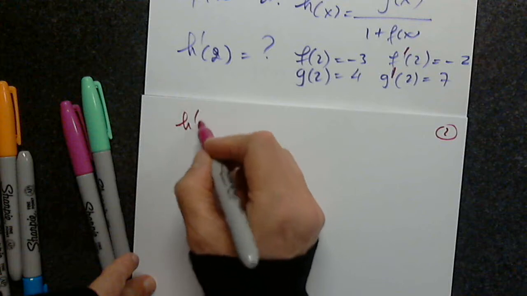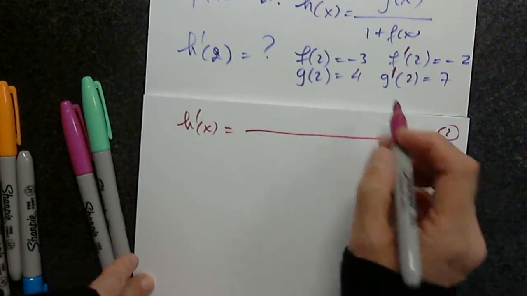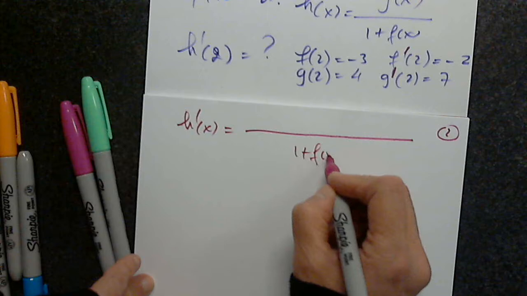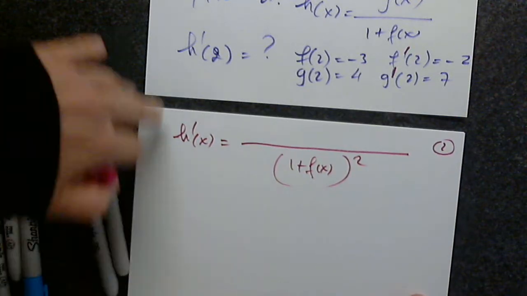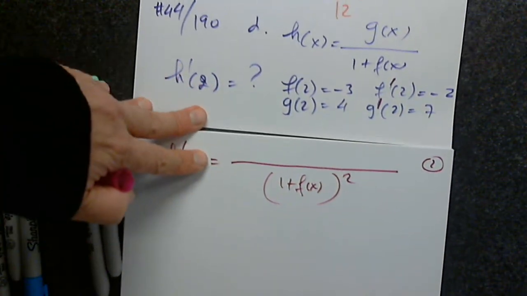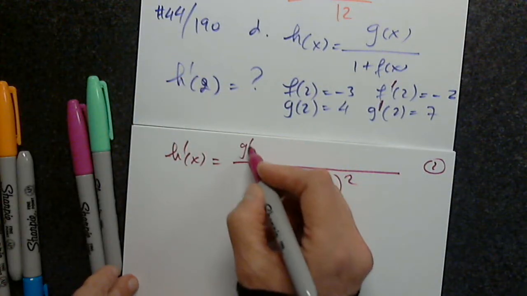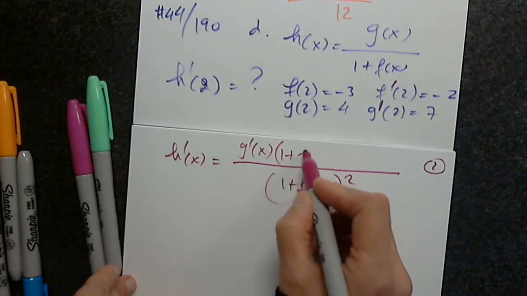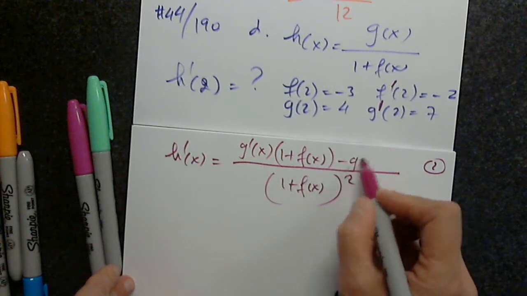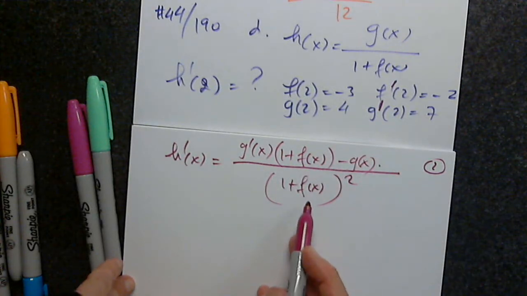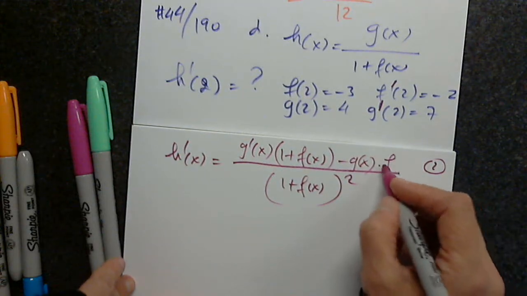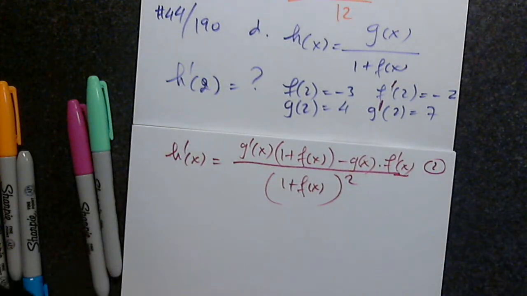Okay, so h prime of x, I will copy 1 plus f of x squared in the denominator, so I'm done with that. So the top function prime, g prime of x, times the denominator, minus g of x times the denominator prime, but when I differentiate 1, I get 0, so this is f prime of x. So I have determined h prime of x. All I have to do now is plug in all those numbers. Carefully, slowly, peacefully.